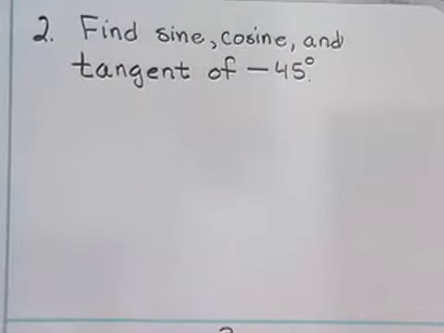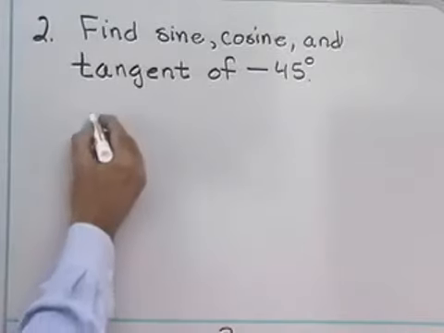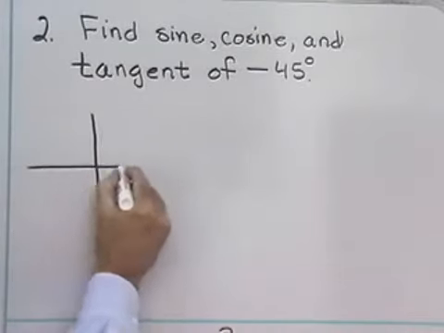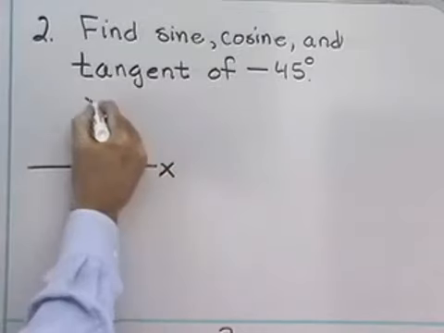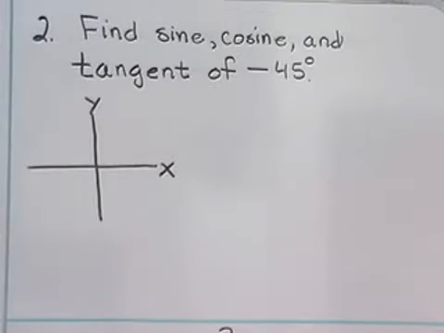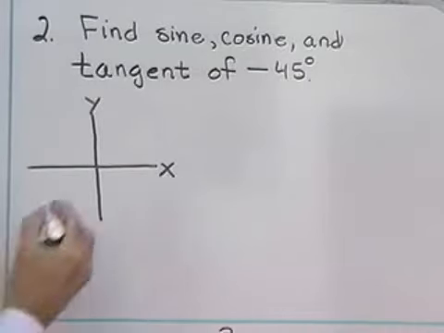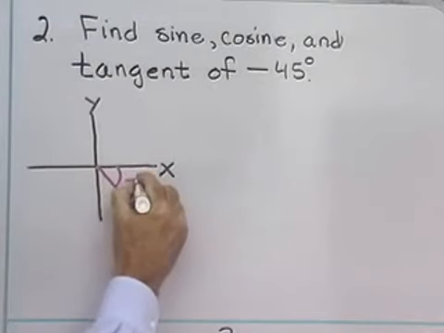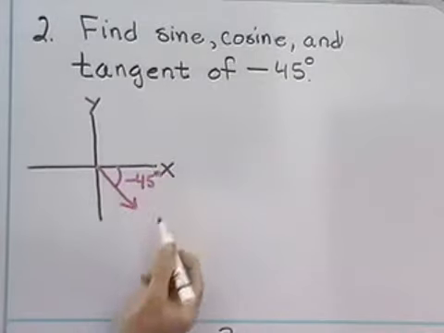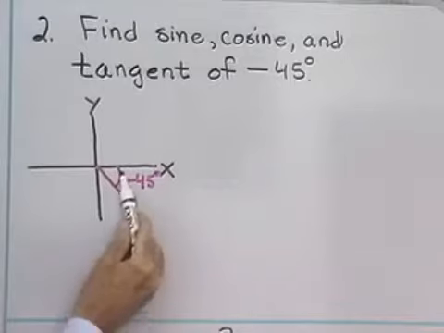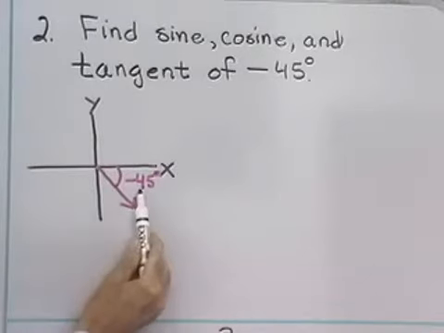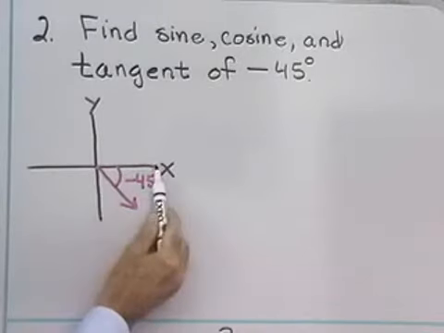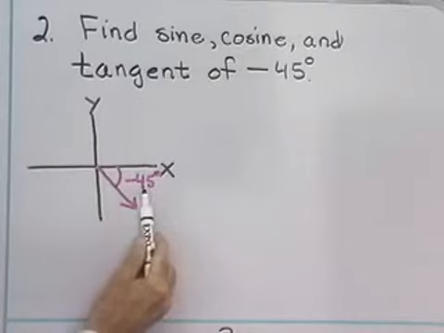Let's find sine, cosine, and tangent of negative 45 degrees. So first of all, I'm going to draw negative 45 degrees in standard position. It's my x-axis and my y-axis. In standard position, negative 45 degrees is going to be down here. So that's negative 45 degrees. Because when I measure my angles, if I measure in a clockwise direction from the positive x-axis right here, that gives me a negative measure for angles.